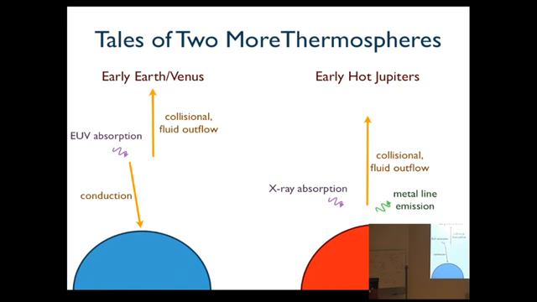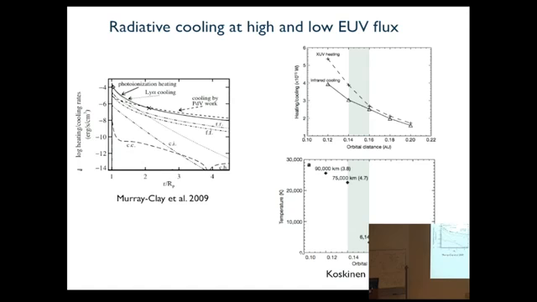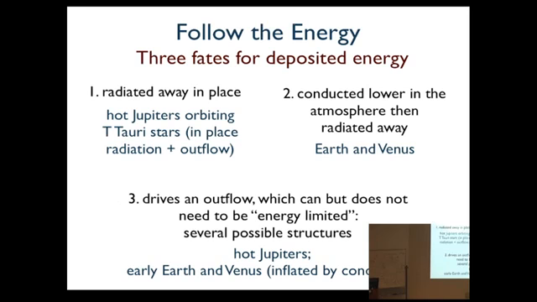And for early hot Jupiters, perhaps X-ray absorption leads to metal line emission, and you'll have both radiative cooling and a collisional fluid outflow. Okay. So I don't have time to go into this in detail. I'm happy to talk about this with anyone who's interested. But there's a classic paper by Watson that considers conduction for the early Earth. It's basically giving you that puffiness that I talked about. I'm worried about the collisionality in those models. Whereas Ben's modeling shows that radiative cooling is important at both high and low fluxes.